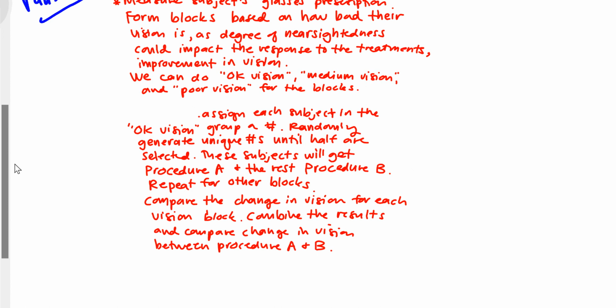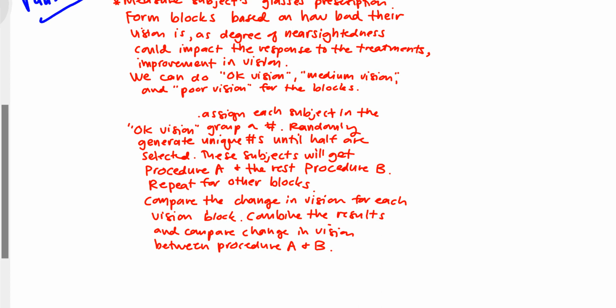So assign each subject in the okay vision group a random number. Randomly generate unique numbers until half are selected. So if you don't know how many numbers there are, you can say it just like that. Until half are selected, these subjects will get procedure A and the rest will get procedure B. Repeat for the other blocks.